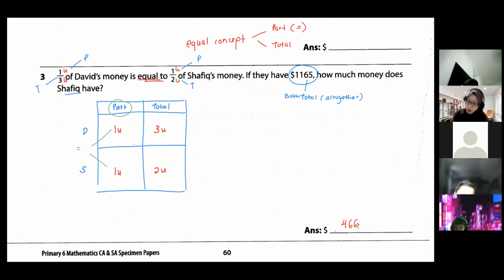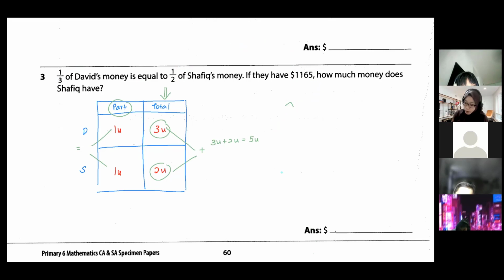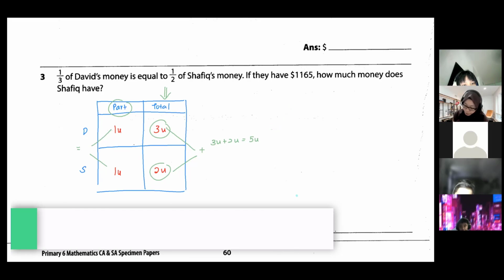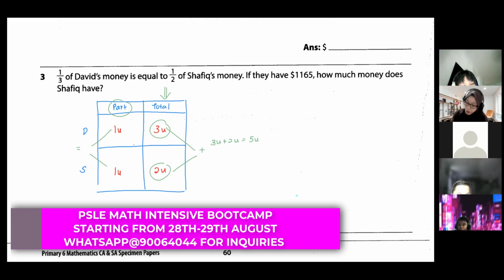Then we know that they have a total of 1165. Where is the total? Look at the total. This and this. The total means you plus together. So 3 units plus 2 units equals 5 units. That represents the total that they have all together.